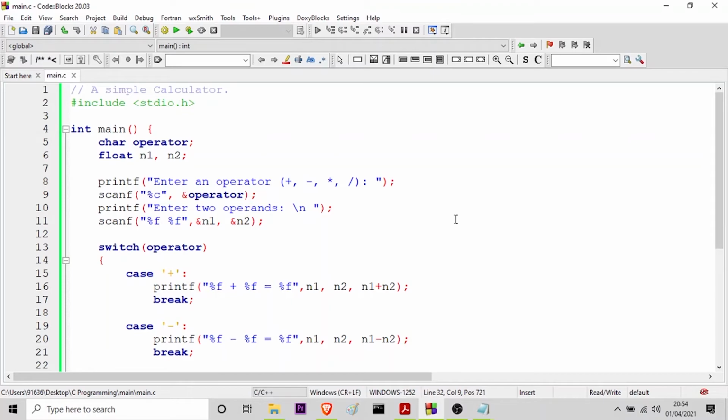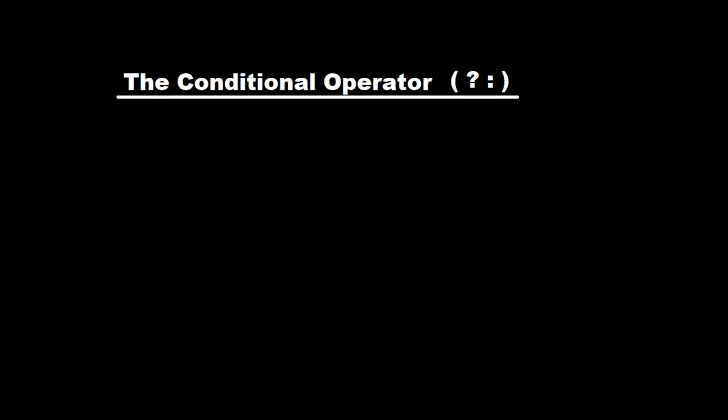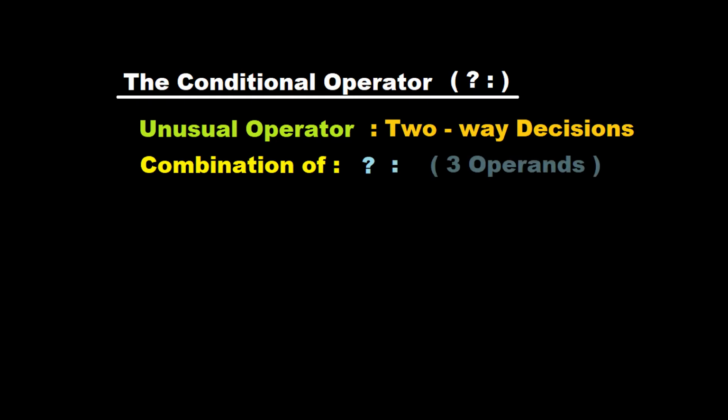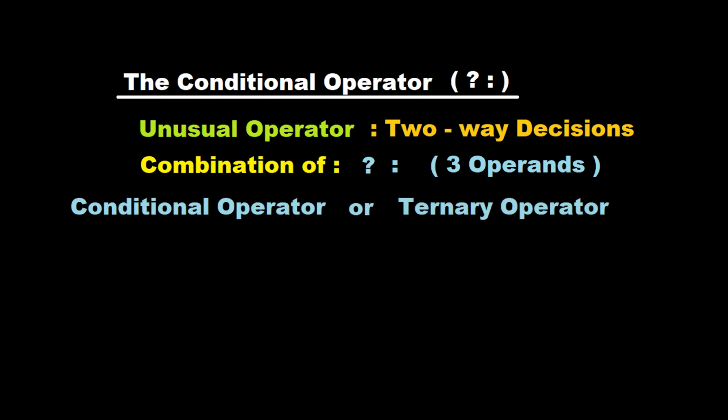So let us move on to the next topic, which is the conditional operator. So what is the conditional operator? The C language has an unusual operator useful for making two-way decisions. This operator is a combination of question mark and colon and takes three operands. This operator is popularly known as the conditional operator or the ternary operator.